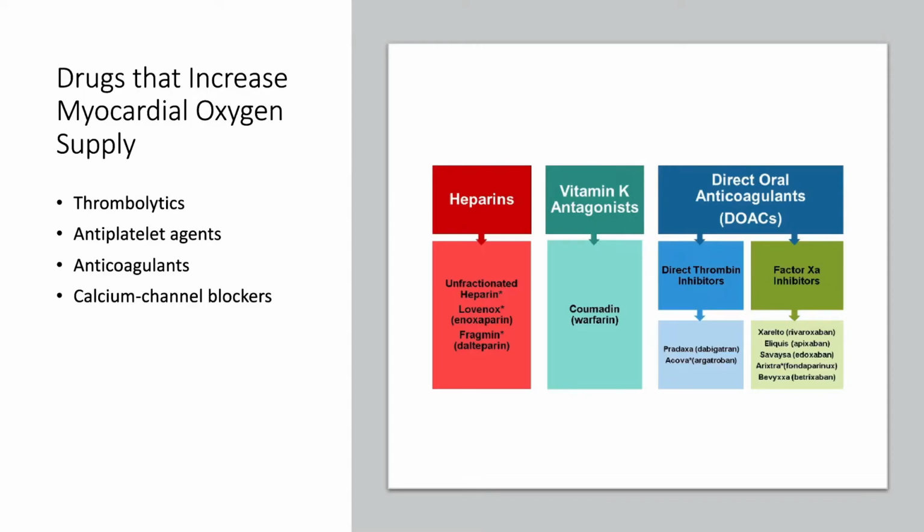And then we have calcium channel blockers, which are vasodilators that increase oxygen delivery in the heart. So the first three are really about destroying or preventing clots, and then calcium channel blocker is a direct method of increasing oxygen supply, irrespective of the clot formation.